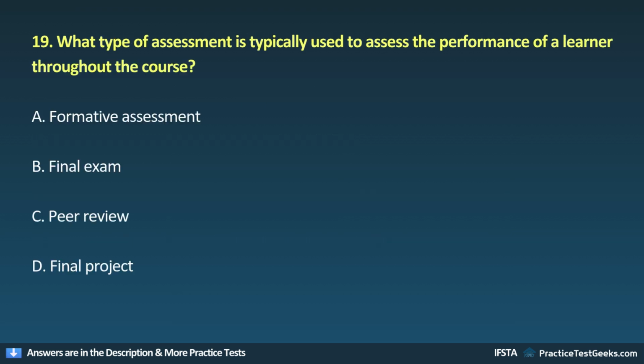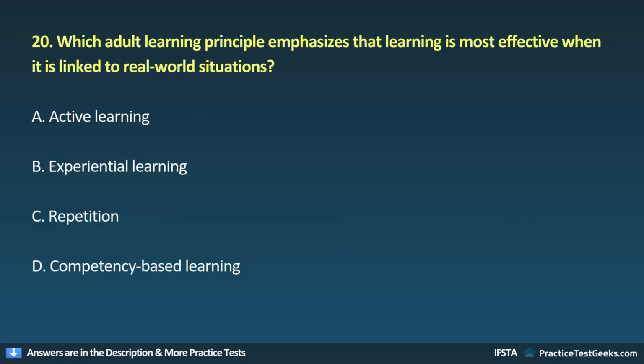19. What type of assessment is typically used to assess the performance of a learner throughout the course? A. Formative assessment. B. Peer review. C. Final project. 20. Which adult learning principle emphasizes that learning is most effective when it is linked to real-world situations? A. Active learning. B. Experiential learning. C. Repetition. D. Competency-based learning.